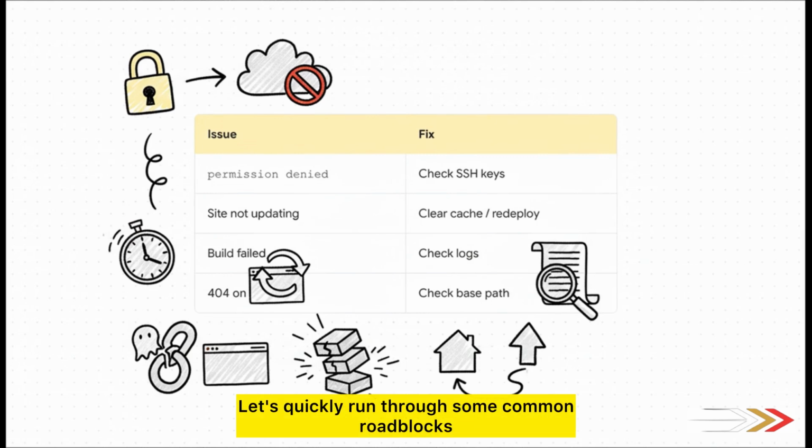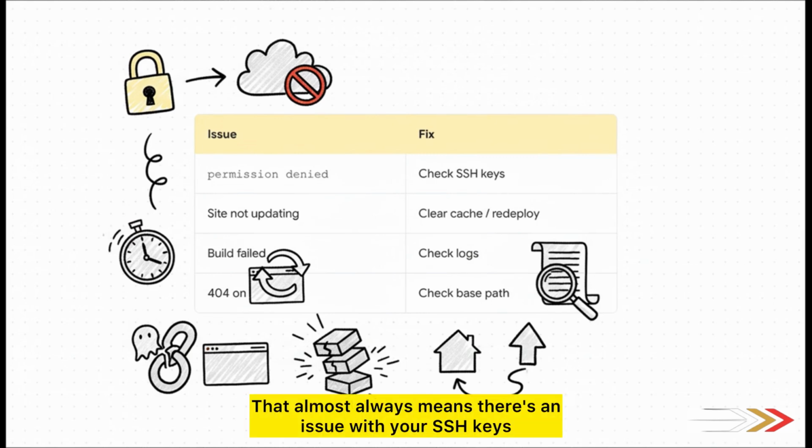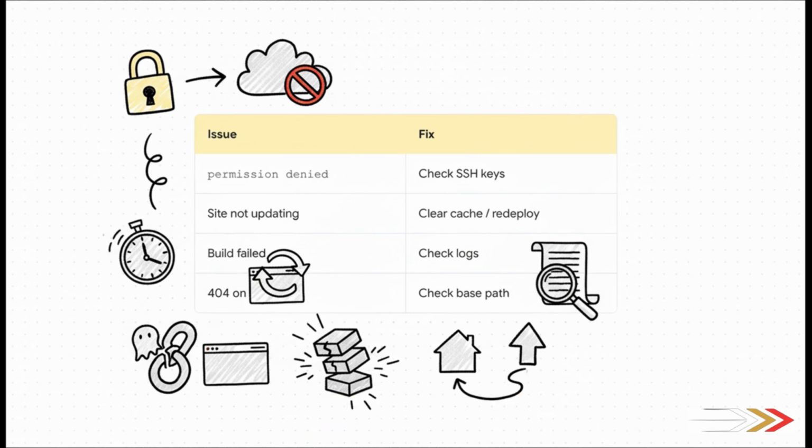Let's quickly run through some common roadblocks. See a permission denied error? That almost always means there's an issue with your SSH keys. Those are like the secret handshake between your server and GitHub. If your site isn't updating after a push, try a hard refresh or clearing your browser cache first. And if a build fails, don't panic. The deployment log is your best friend. It will literally tell you what went wrong.